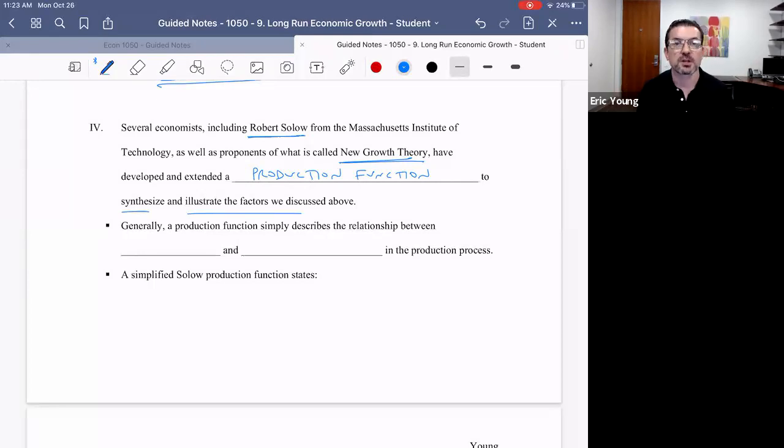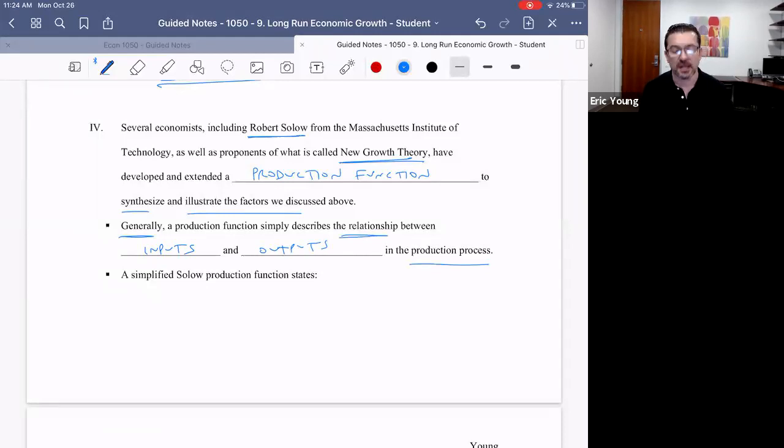Now, we'll deal with production functions in a lot more detail in our micro discussion on the theory of the firm. But for now, we can take the whole aggregate total economy and take a look at it. I don't want you to get too uptight or afraid of this jargon. In general, all a production function does is simply describe the relationship between inputs and outputs in any production process, okay?